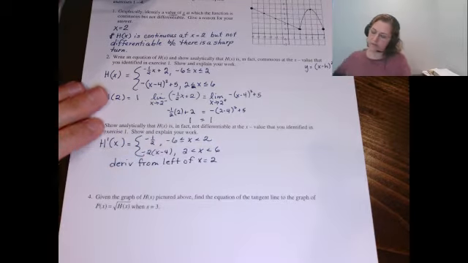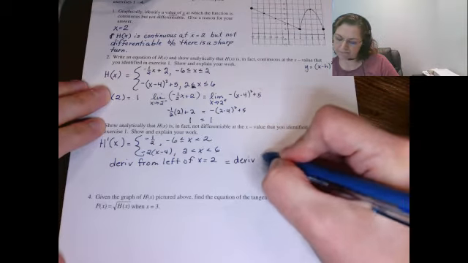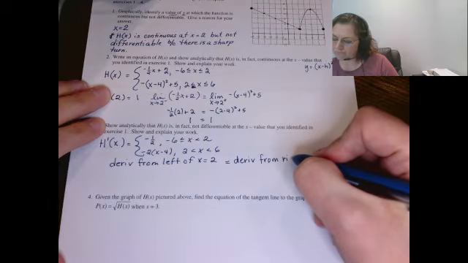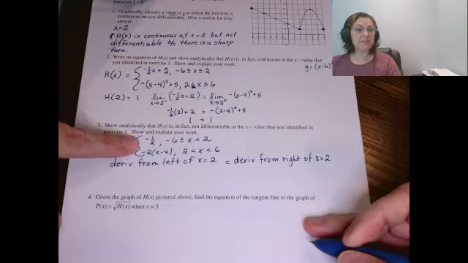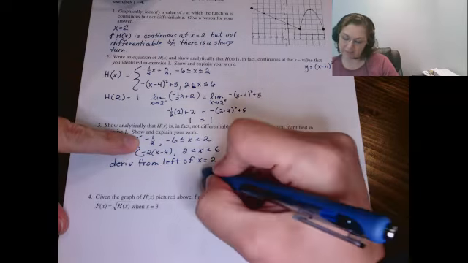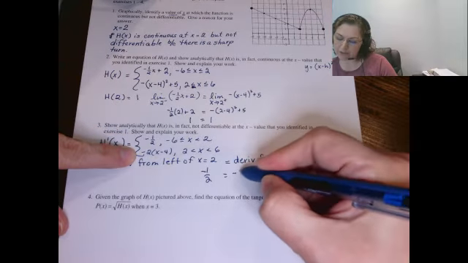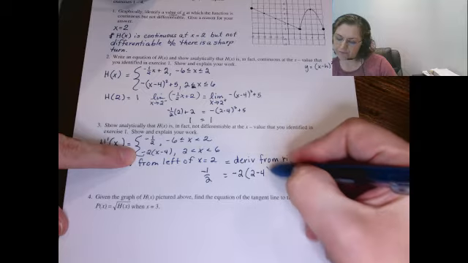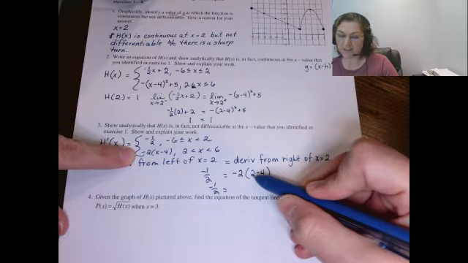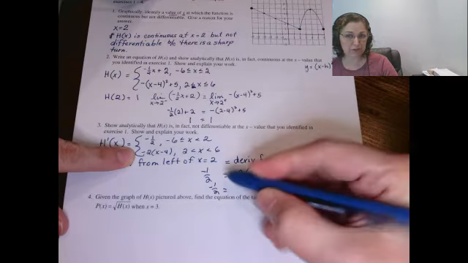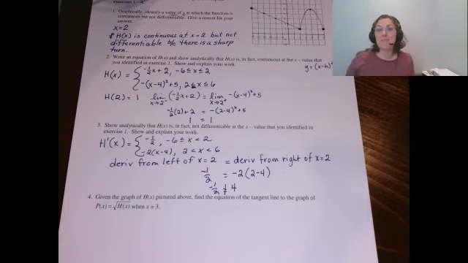To equal the derivative from the right. Okay, so the derivative from the left is pretty easy because it's just negative 1/2. And the derivative from the right, we would plug in 2. And you can see I get negative 1/2 equals, and then 2 minus 4 is negative 2 times negative 2 gives me 4. Those are not equal, therefore I am not differentiable.